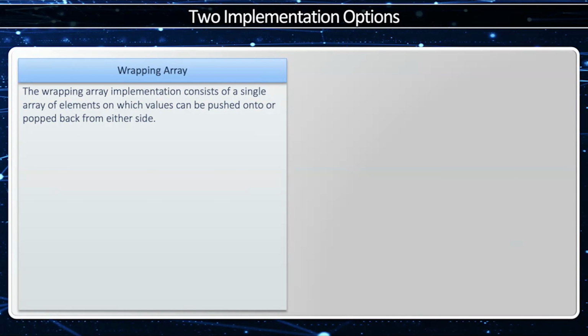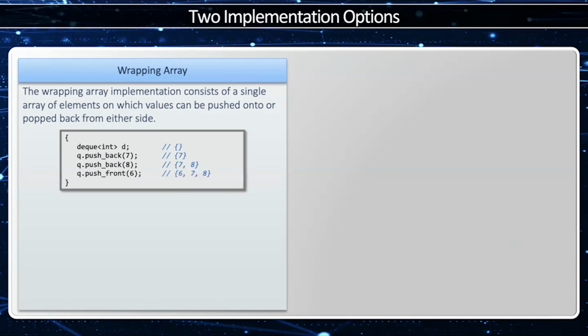The wrapping array implementation consists of a single array of elements in which values can be pushed onto or popped back from either side. For an example, I have a Deque, which I'll call D, and I'm going to push back 7, push back 8, and push front 6. So I'm going to start with an empty Deque, and I'm going to initialize this with 4 elements in it. I'm going to push back 7, push back 8, and then push front 6. Now notice, since it's a wrapping array, it's going to go around to the back slot.